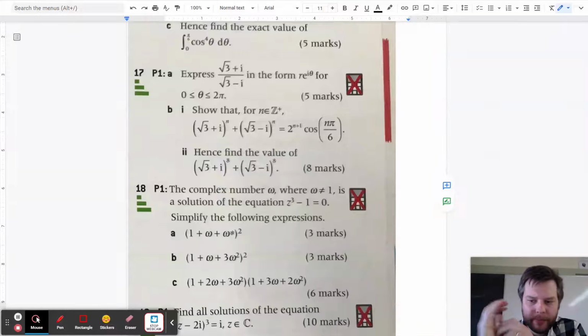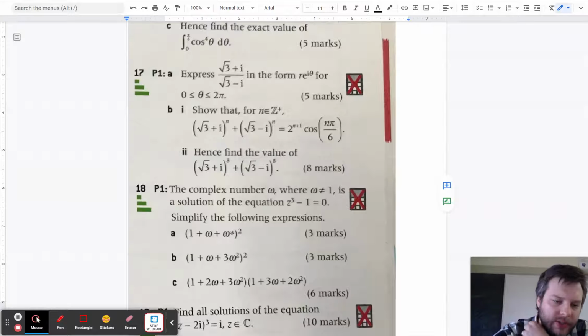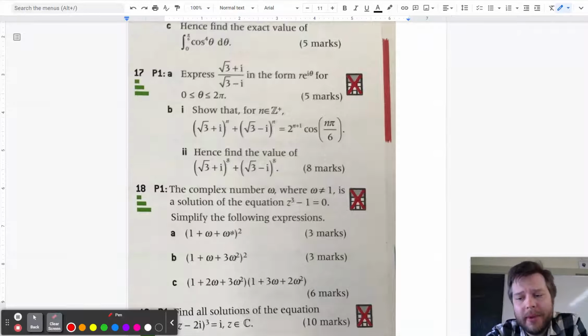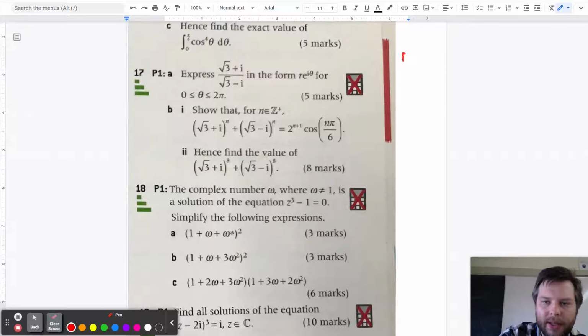All right, here we go. Number 17, working our way through it. This one here, there might be an easier way to do this. Oh, no, okay. I was thinking about multiplying both sides by the conjugate of the denominator. That's a good strategy. But we can also do it a slightly different way, which might be nice here.